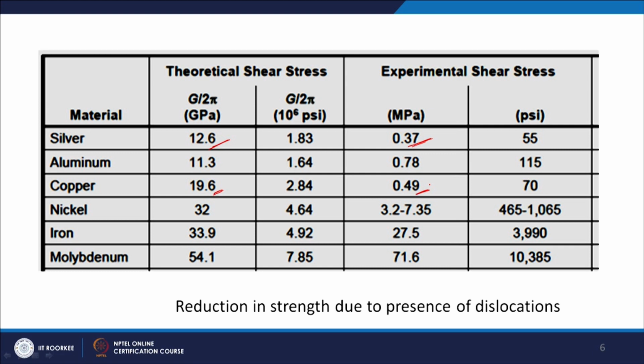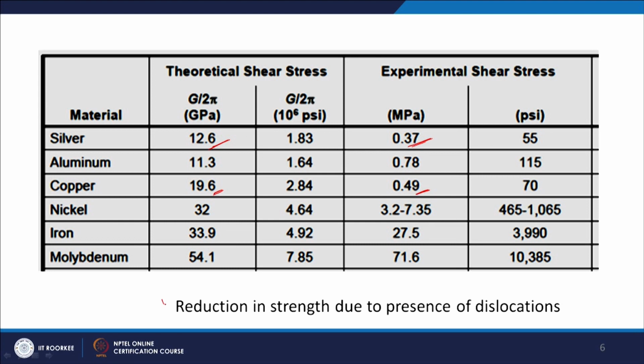Already when we were discussing defects, we said that this difference between the theoretical strength we calculated by the equation in the previous slide and what you get experimentally is because there are some defects present in the material which are called dislocations, and that brings down the shear strength of the material.